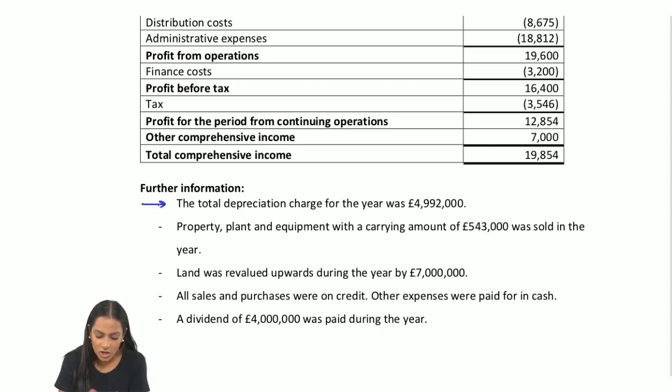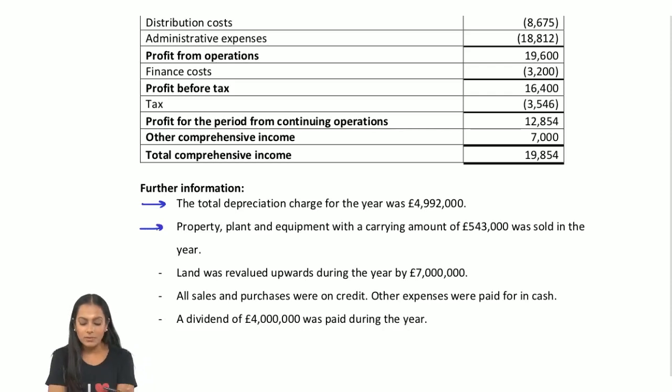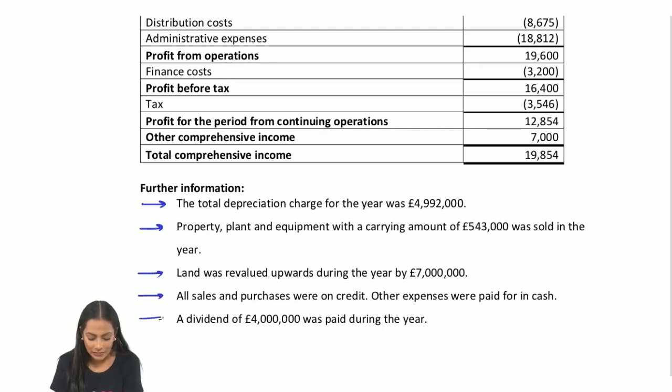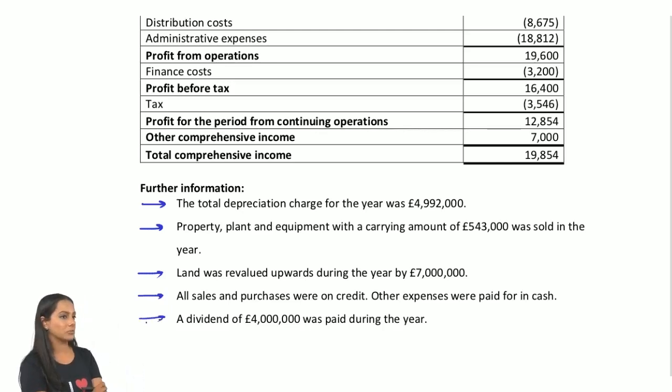Total depreciation charge is 4992. Property, plant and equipment with a carrying amount of 543 was sold in the year. Land was revalued upwards during the year by 7 million. All sales and purchases were on credit, other expenses were paid for in cash, and a dividend of 4,000 was paid during the year. Such information is going to be dealing with the transactions relating to the cash flow statement.